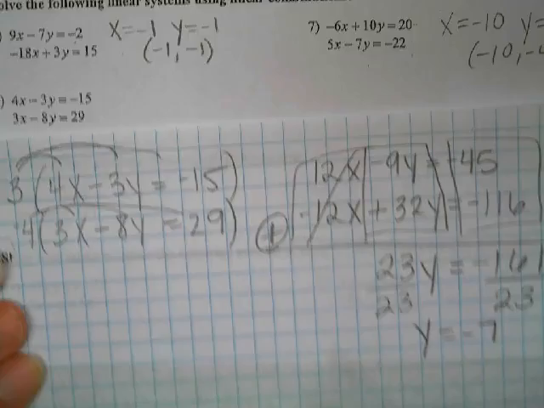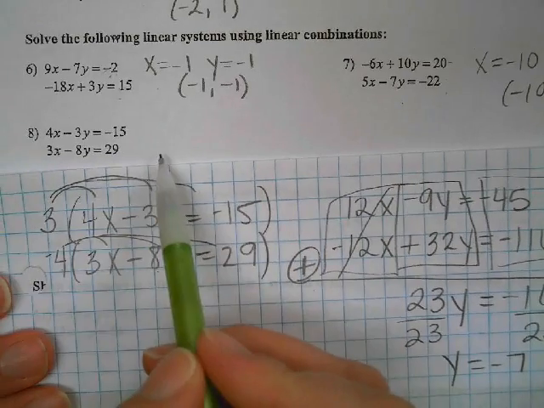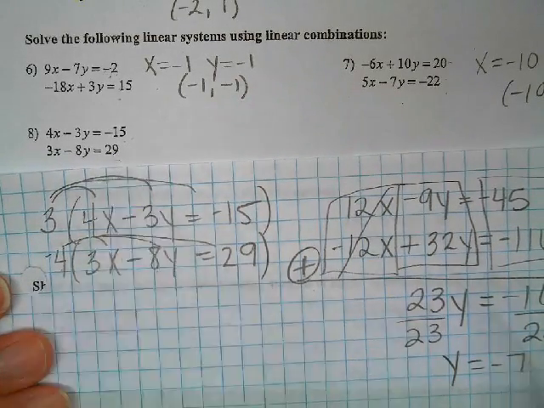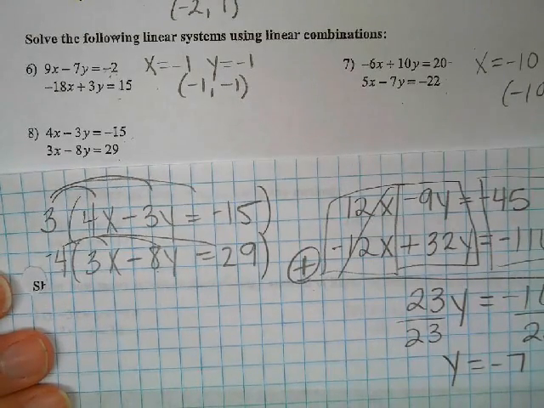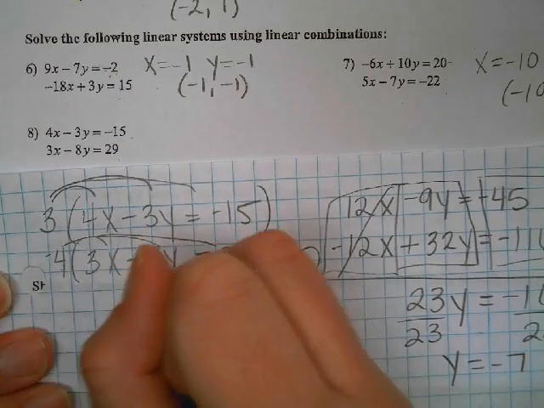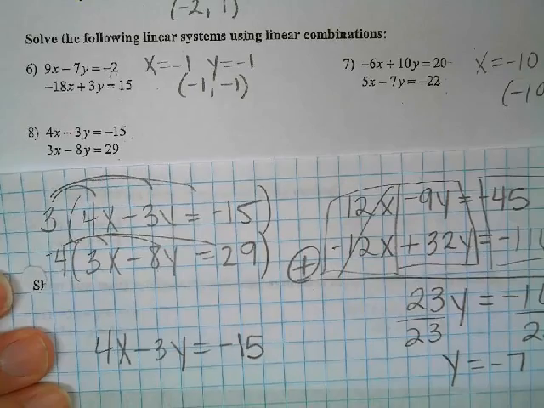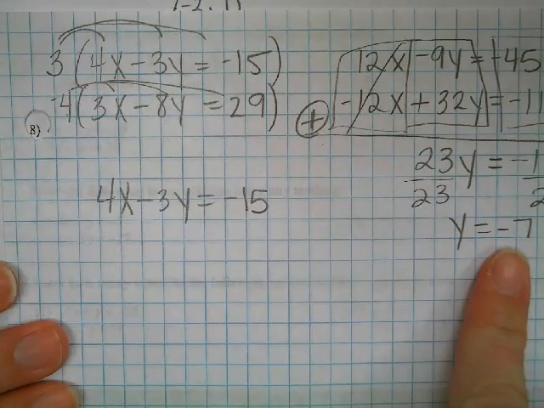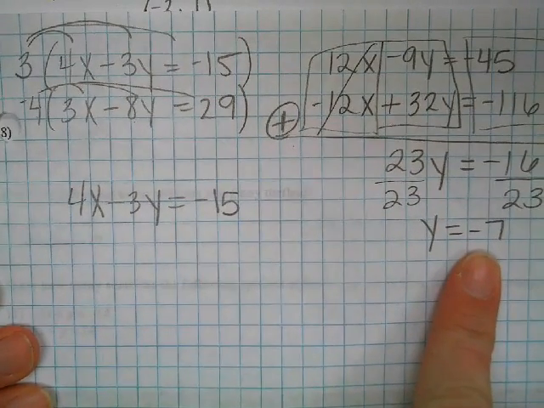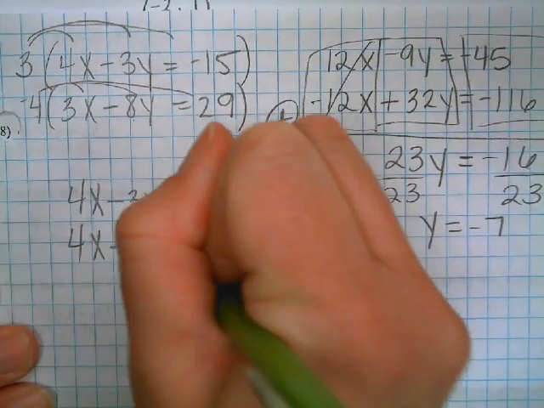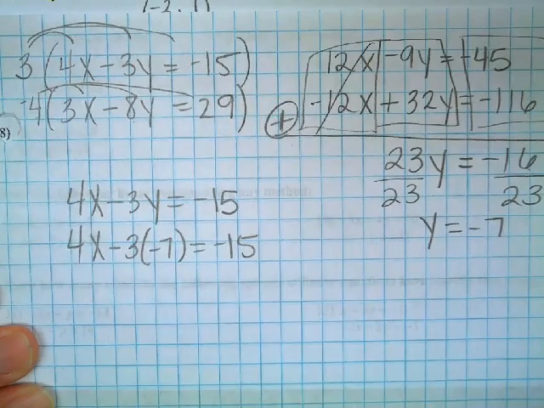And again, go back to the original equations and pick one of them so that you can substitute in and get the value of x. So I'm going to copy down the first equation, 4x minus 3y equals negative 15, and I'm going to substitute in negative 7 for y. So 4x minus 3 times negative 7 is equal to negative 15.